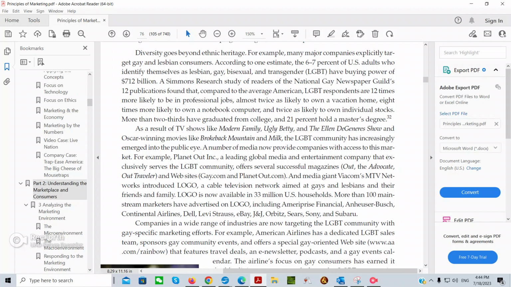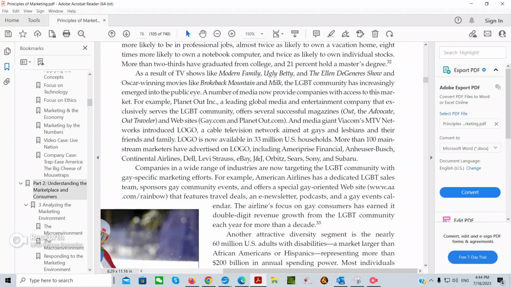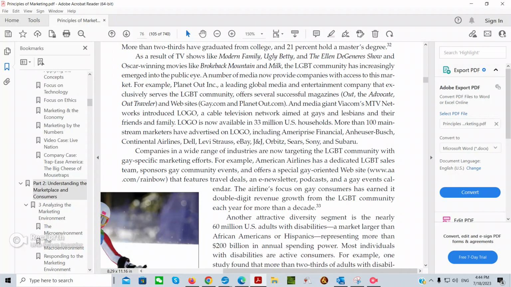A Simmons research study of readers of the National Gay Newspaper Guild's publications found that, compared to the average American, LGBT respondents are 12 times more likely to be in professional jobs, twice as likely to own a vacation home, 8 times more likely to own a notebook computer, and twice as likely to own individual stocks. More than two-thirds of them have graduated from college, and 21% of them hold a master's degree.